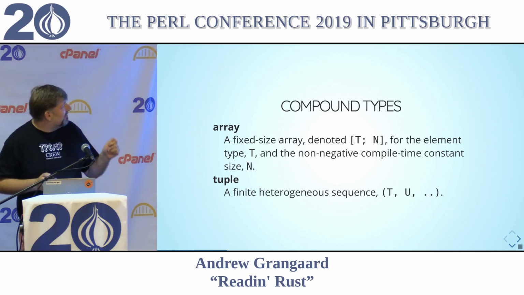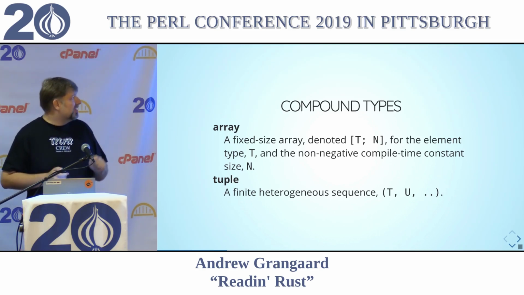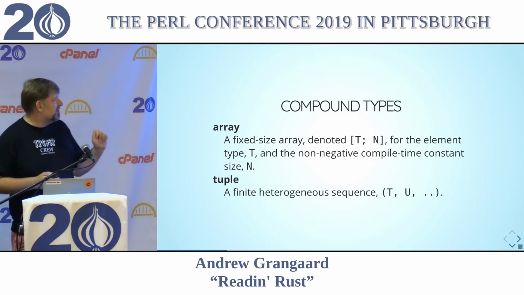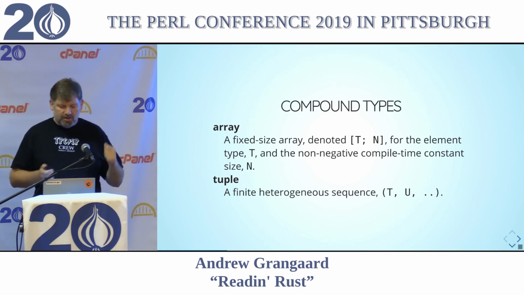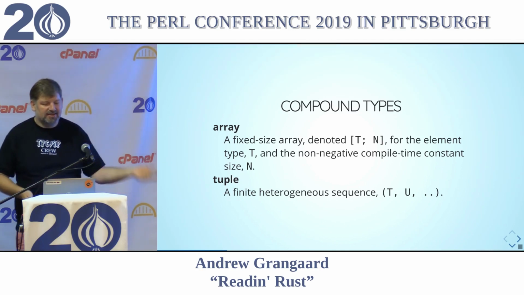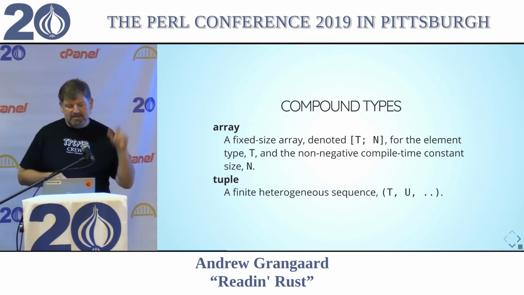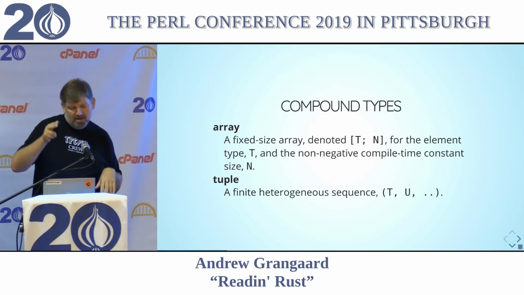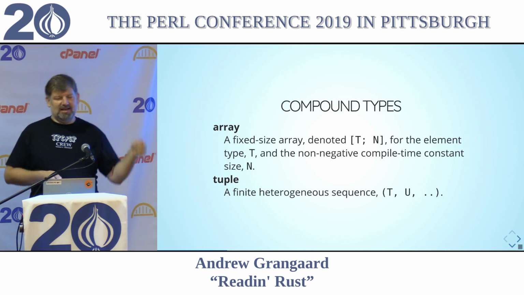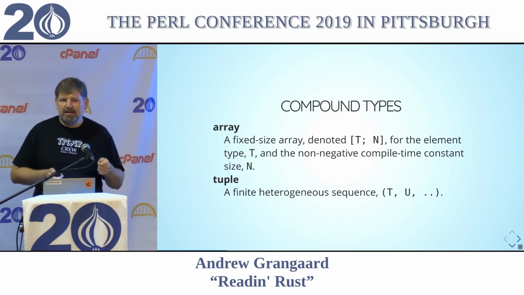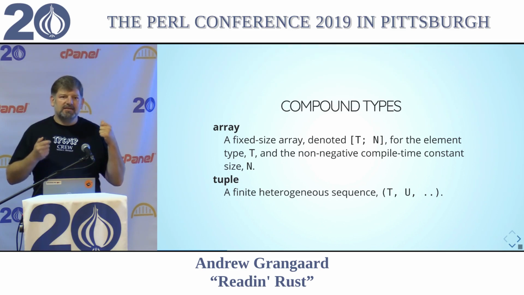And then as a primitive type, you just have a couple of compound types. You have the array and the tuple. We touched on those in Python yesterday. I wonder where they both inherited them from. But a fixed size array is denoted with the square brackets of the type, semicolon, N, where N is the non-negative compile time constant size. So an array, you don't really use them very much because they're a fixed size. They exist statically.